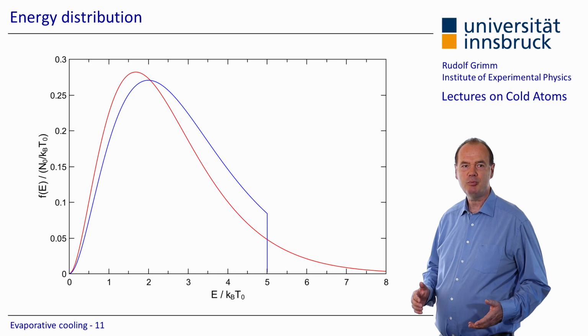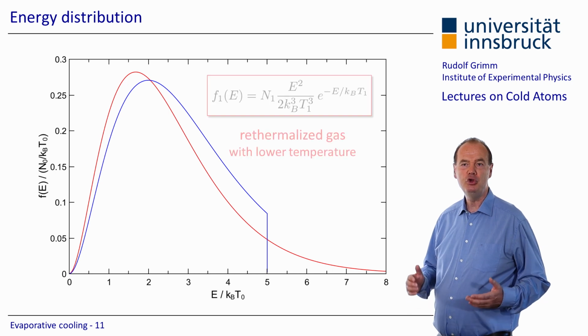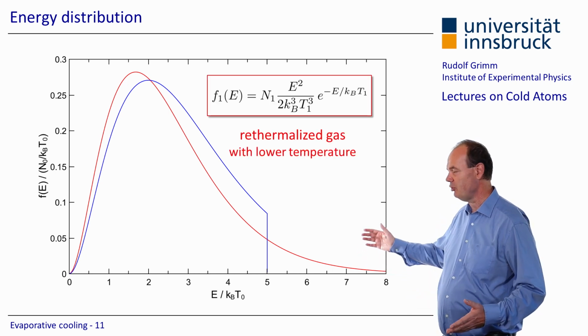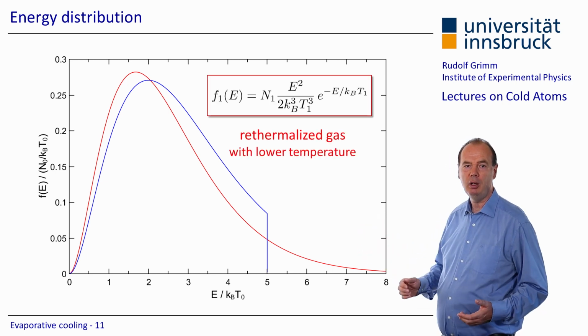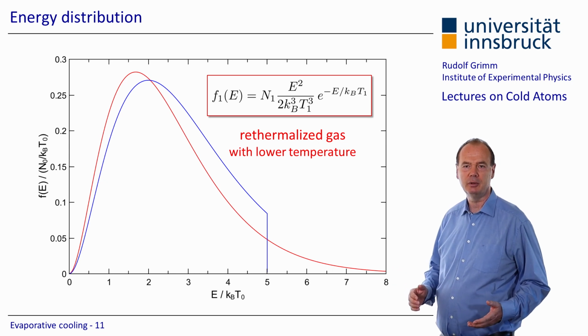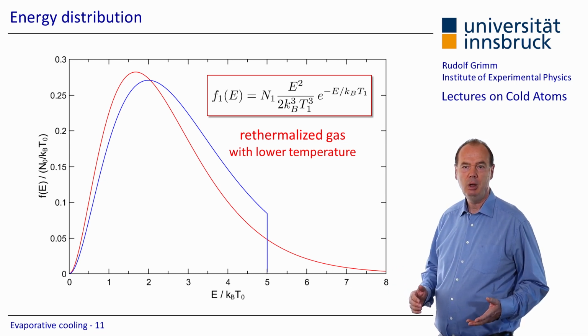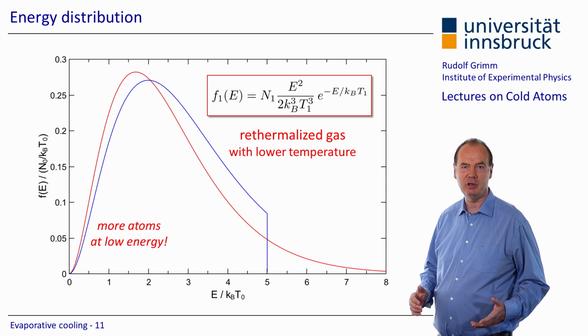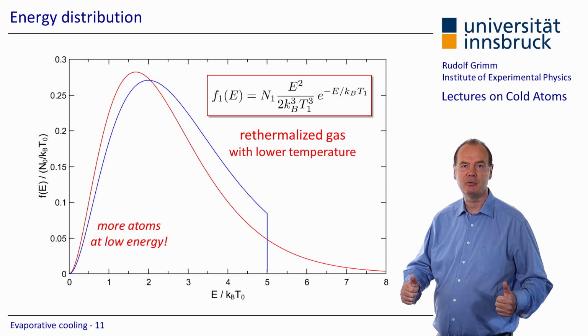The rethermalization process preserves the atom number and the total energy, which leads us to a new thermal distribution with a temperature T1 lower than the initial temperature T0. And we have more atoms at low energy. This means an increase in the phase-space density, a step of phase-space cooling.